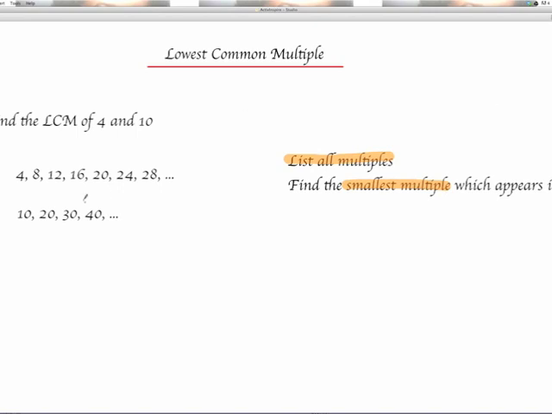Okay, so if I list the multiples of 4, I've got 4, 8, 12, 16, 20, 24 and 28. The multiples of 10 are 10, 20, 30, 40.